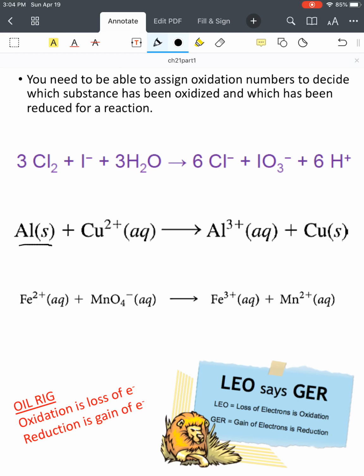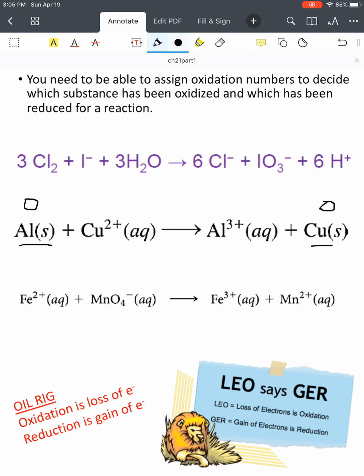So we'll start with the aluminum solid. Is that an element in its uncombined form? Sure is. It's just an element. It's by definition got an oxidation number of 0. And if I look over on the far right, I see I have a similar situation for copper. An element in its uncombined form has an oxidation number of 0.